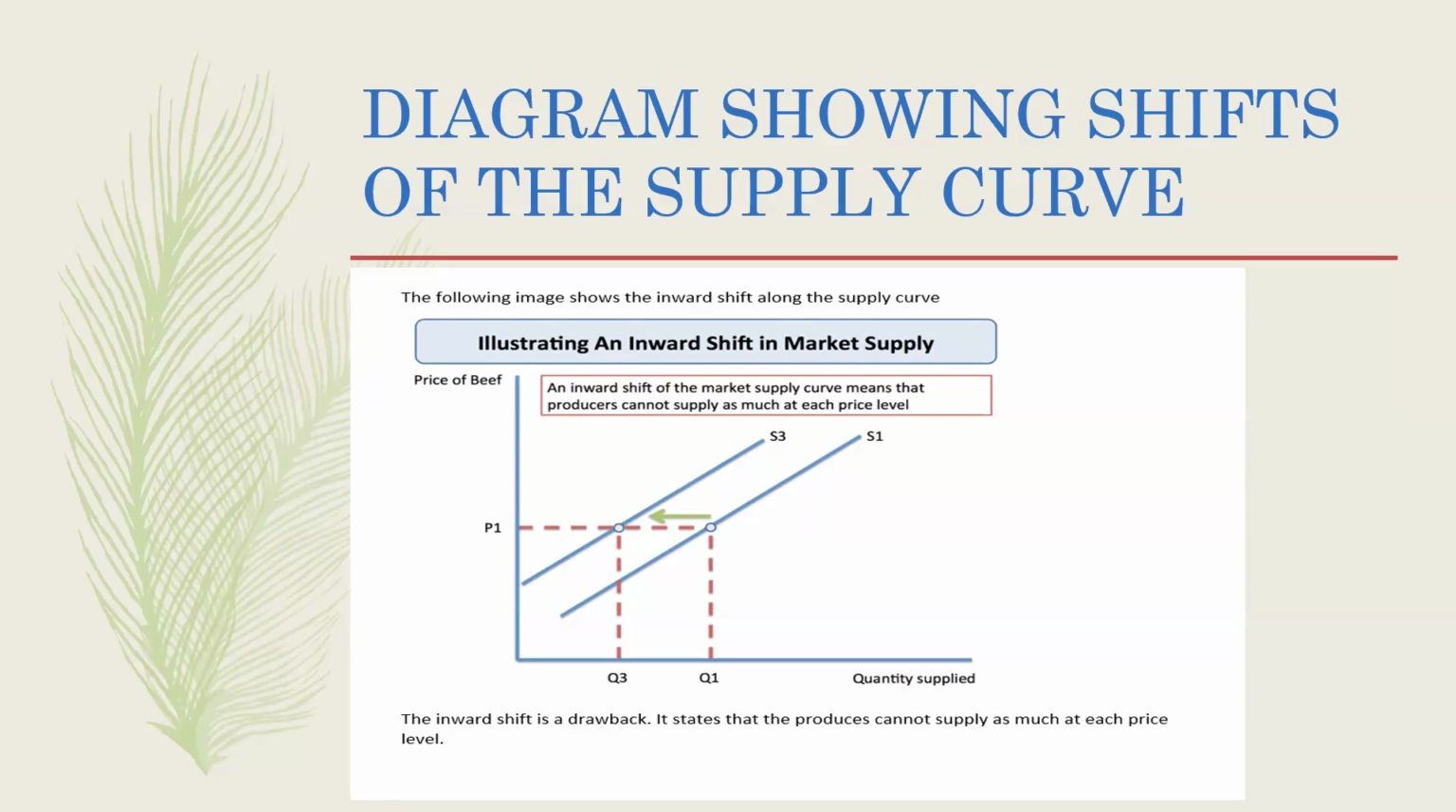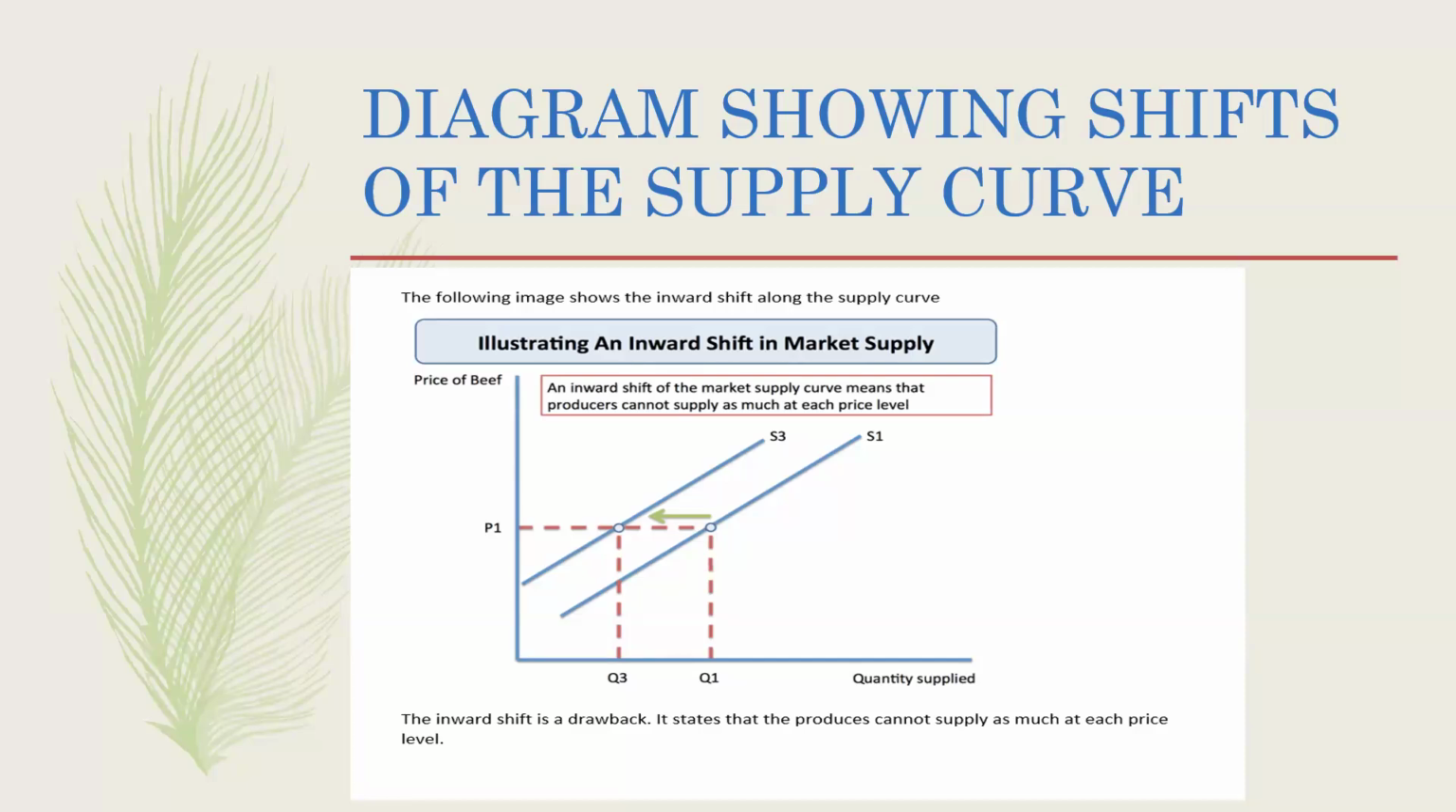If we are dealing with an inward shift of the supply curve, it's going back toward the origin. And when it goes back toward the origin, it means that supply is decreasing. It is going down. So when there's a decrease in supply, let's say technology became obsolete or outdated and you can't increase your production, that's going to decrease your supply. And it will therefore shift inwards.